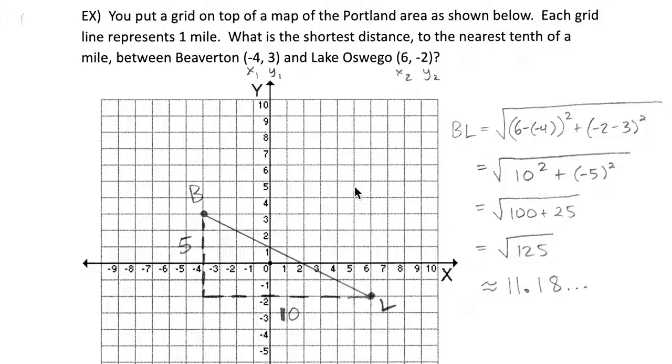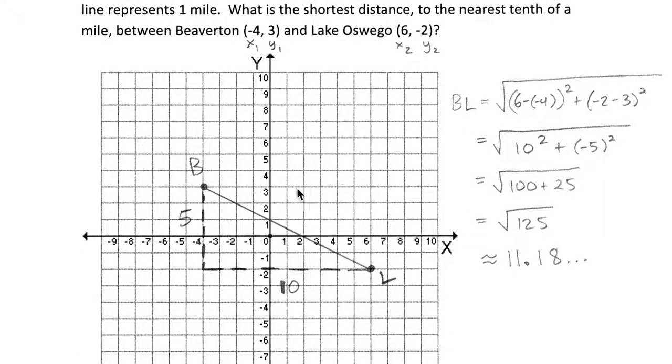Question is, what is the shortest distance to the nearest 10th? So we'll end up rounding our answer here. What is the shortest distance in miles between those 2 points? Shortest distance is a straight line. So let's not take any roads to get there. Let's either use an airplane or a jetpack.